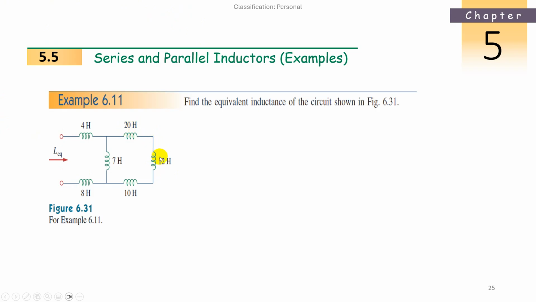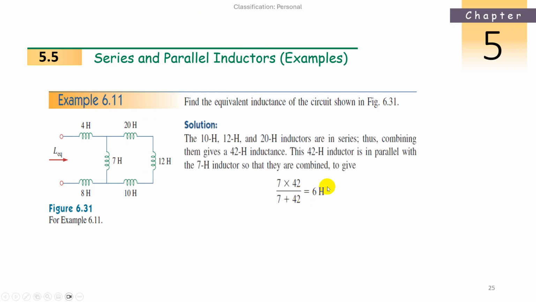So these three inductances are in series. How much will it be? Please add: 20 plus 12 plus 10, 42 Henries is the series equivalent. Now 7 Henries and this 42 Henries will become parallel. Same like resistance, make the parallel: 7 multiplied by 42 divided by 7 plus 42. We will get 6 Henries.